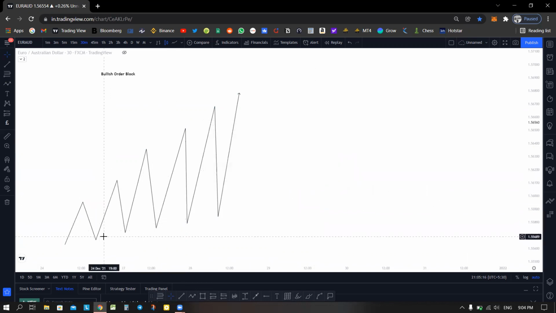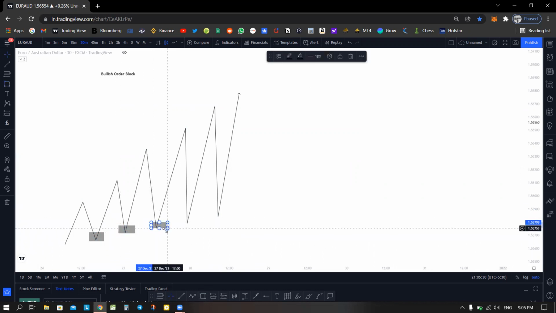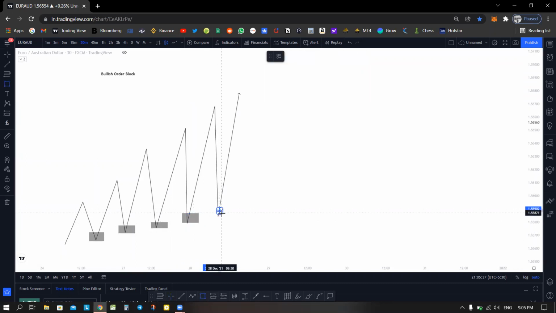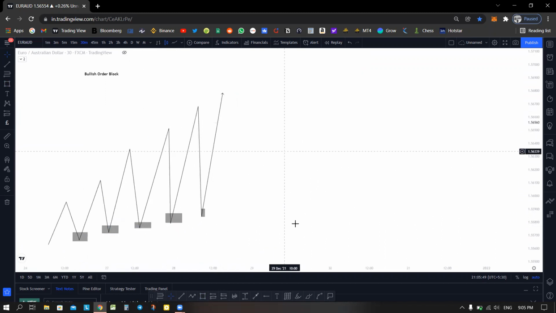I mean the last bearish candle which is responsible for the up move. So in this case, this will be a bullish order block, and this one is responsible for this up move. This will be a bullish order block because these candles are responsible for the up move, and this one for this move, and again retracement, up move, retracement, same pattern.